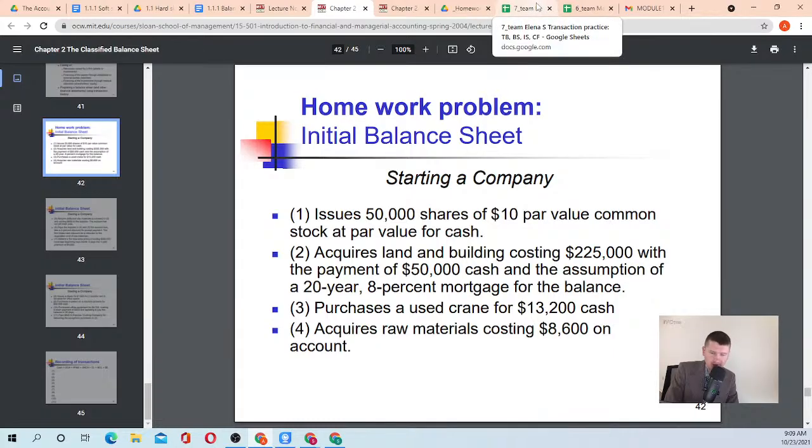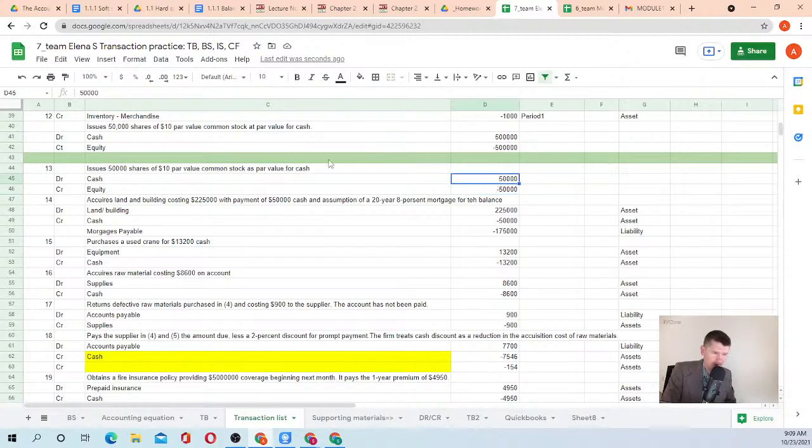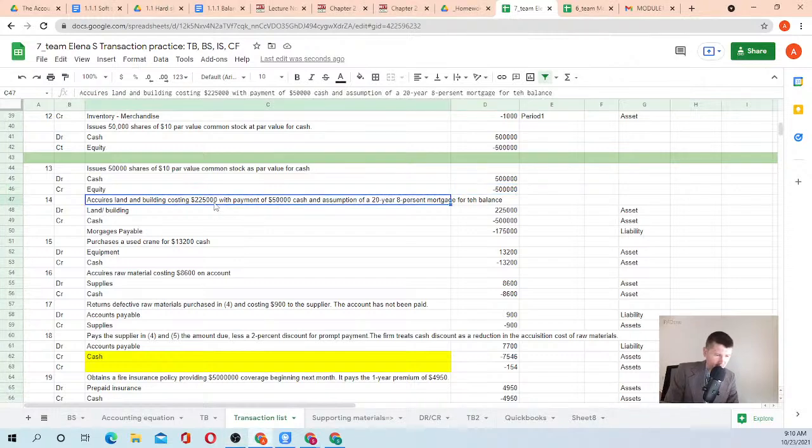I don't know if Elena just decided to adjust the task a bit, or if it is a mistake. So if it's a mistake, then you kind of need to multiply 50,000 shares by $10, and you will get $500,000. I will change it here, but if Elena's intent was to keep it the other way, it's totally fine.